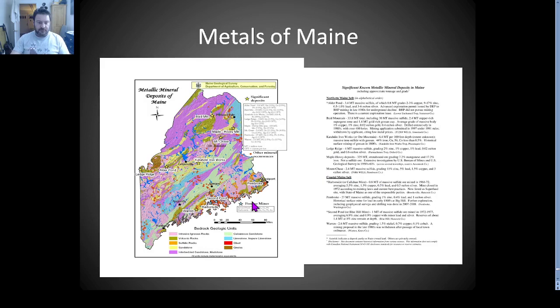This is just a little bit. This gives you an idea of where you might find stuff. Metallic mineral deposits of Maine. We are down here. So intrusive igneous rocks, those can host mines, but you're not really seeing that many. You've got granite here. You've got Katahdin up here. They're felsic, so they're not going to produce too much of anything.